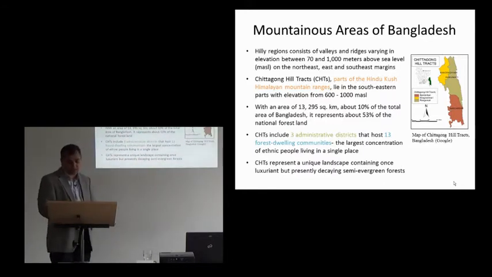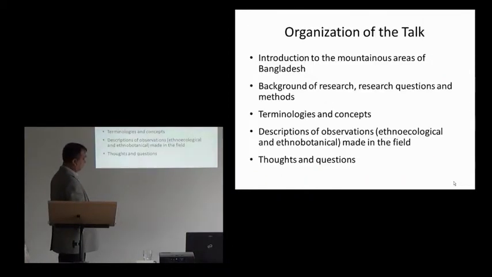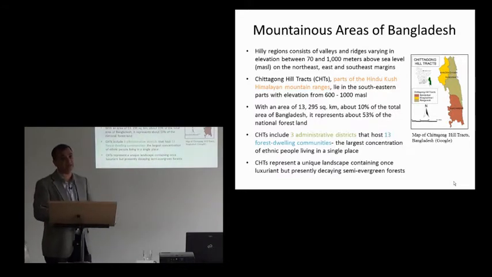So this forms about 10% of the country's total land area and about 53% of the country's forest land. We have 64 administrative districts in our country, and this area covers 3 administrative districts, which are these here. These are the districts. In fact, I visited all 3 districts, in a few places of these 3 districts for my work.